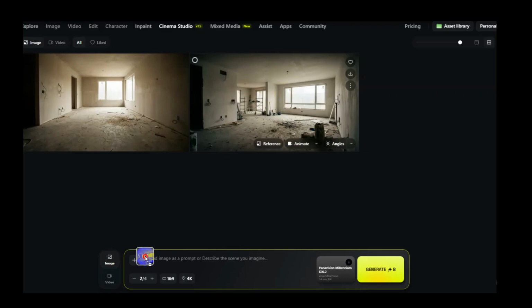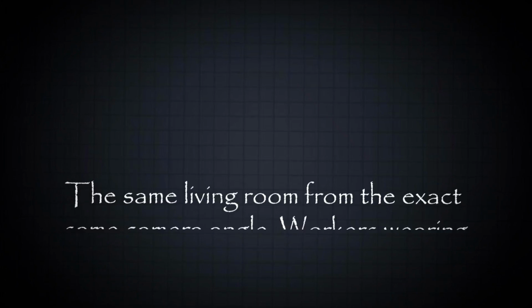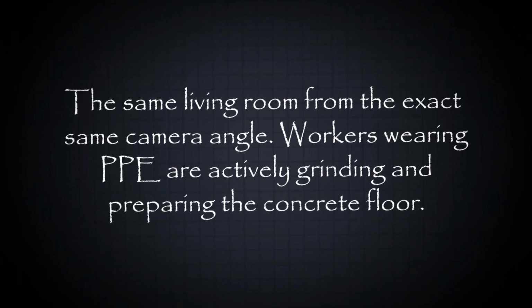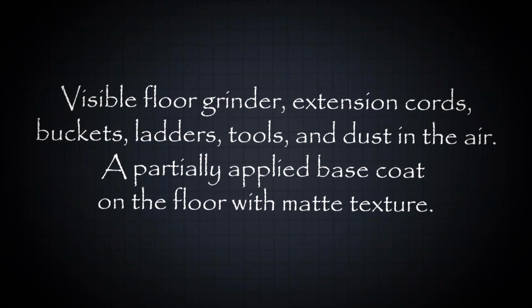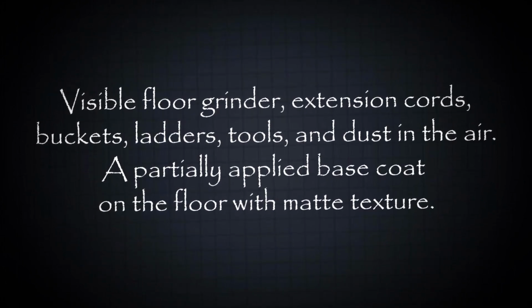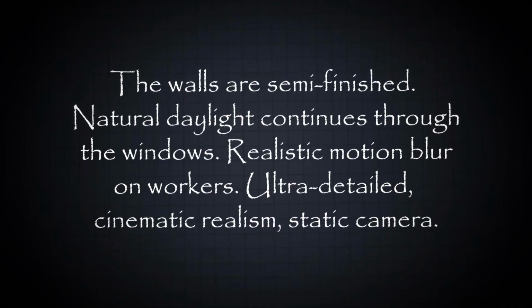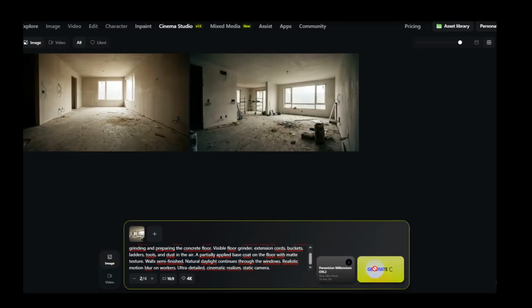For the next stage, I drag that previously generated image into the canvas as a reference to maintain consistency. Now, here is my second prompt. The same living room from the exact same camera angle. Workers wearing PPE are actively grinding and preparing the concrete floor. Visible floor grinder, extension cords, buckets, ladders, tools, and dust in the air. A partially applied base coat on the floor with matte texture. The walls are semi-finished. Natural daylight continues through the windows. Realistic motion blur on workers. Ultra-detailed cinematic realism. Static camera. I hit generate and download.